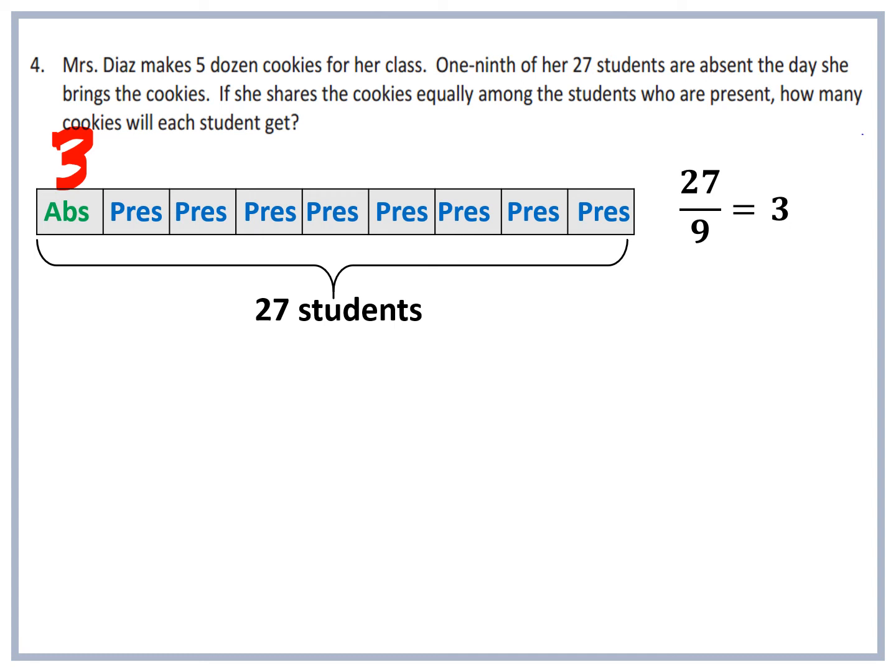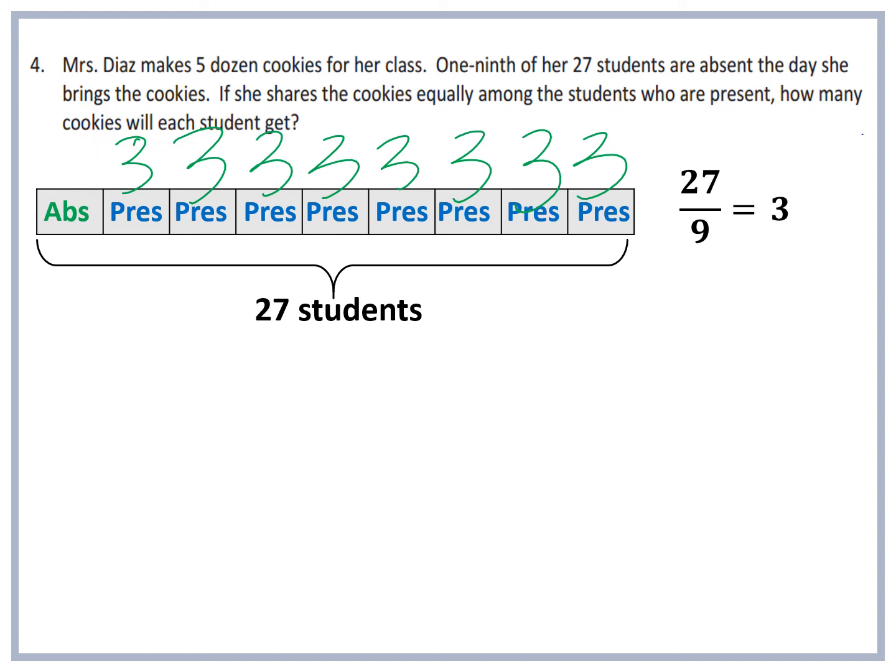And if that is 3, then this is 3. Let me make the color the same with those ones. This would be 3 right here. This would be 3. This would be 3, 3, 3, all the way. And if you add those 3's together, if you multiply those 9 groups of 3, you would get 27. So we know we're correct. Now I have enough information to figure out how many scholars are present.